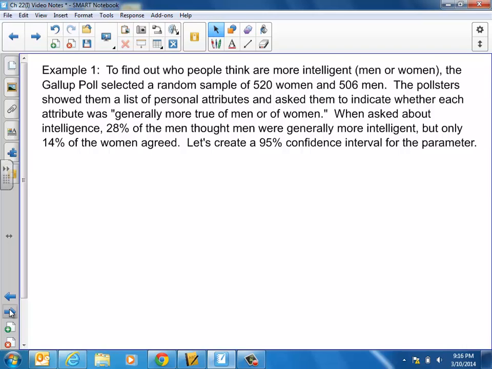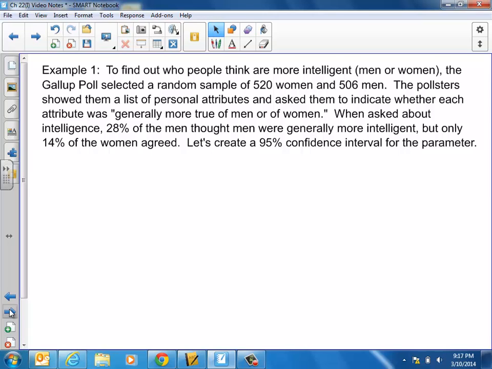All right, example 1. To find out who people think are more intelligent, men versus women, the Gallup poll selected a random sample of 520 women and 506 men. The pollsters showed them a list of personal attributes and asked them to indicate whether each attribute was generally more true of men or of women. When asked about intelligence, 28% of the men thought men were generally more intelligent, but only 14% of the women agreed. Let's create a 95% confidence interval for the parameter.